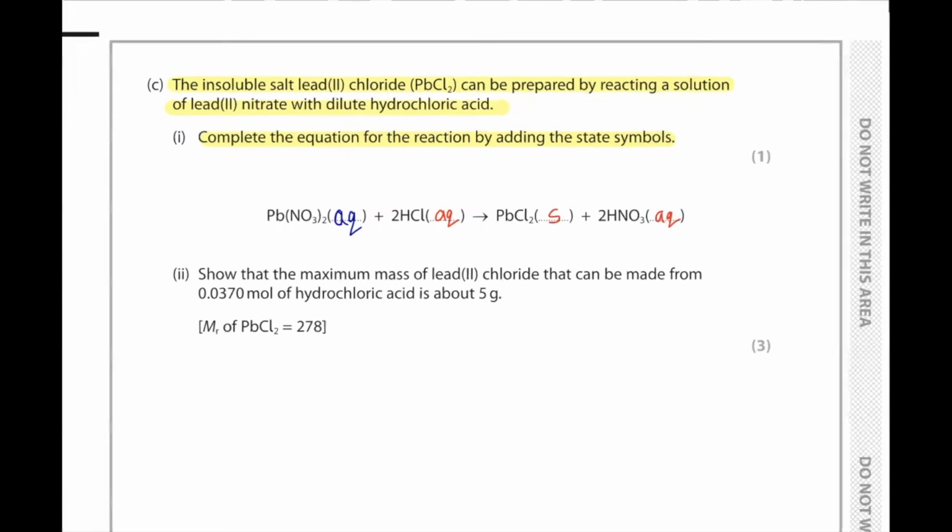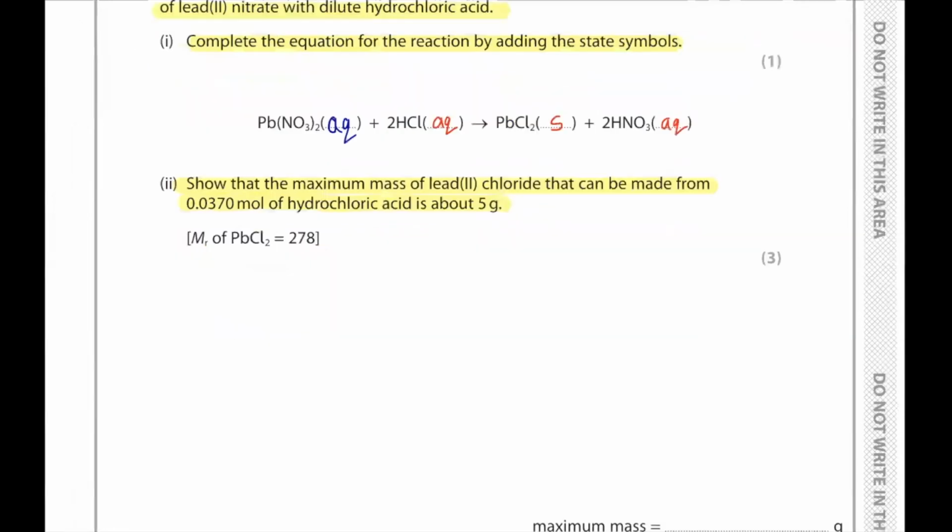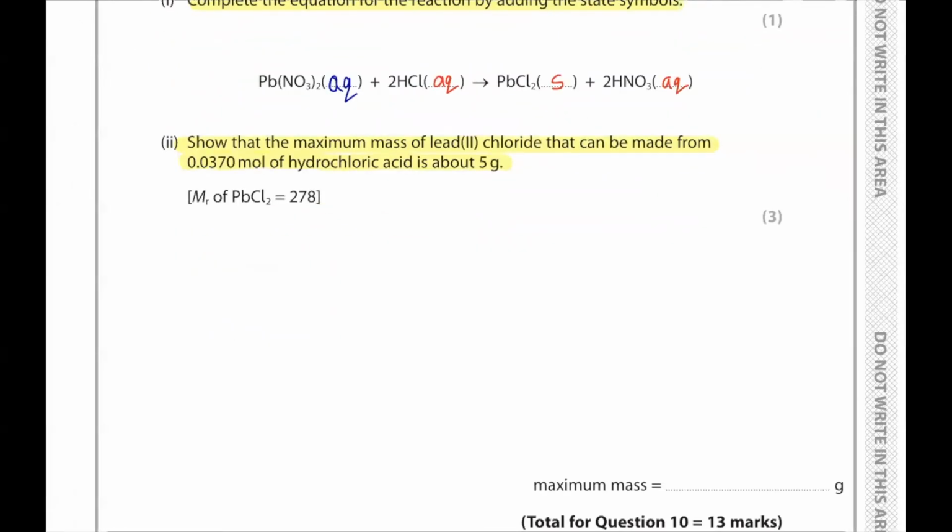So show that the maximum mass of lead chloride that can be made from 0.037 mole of hydrochloric acid is about 5 gram. Okay, so we know the number of moles of hydrochloric acid. Now we need the number of moles of lead chloride. As we can see, number of moles of hydrochloric acid is equal to twice the number of moles of lead chloride. 0.037 divided by 2 gives us a value of 0.0185.